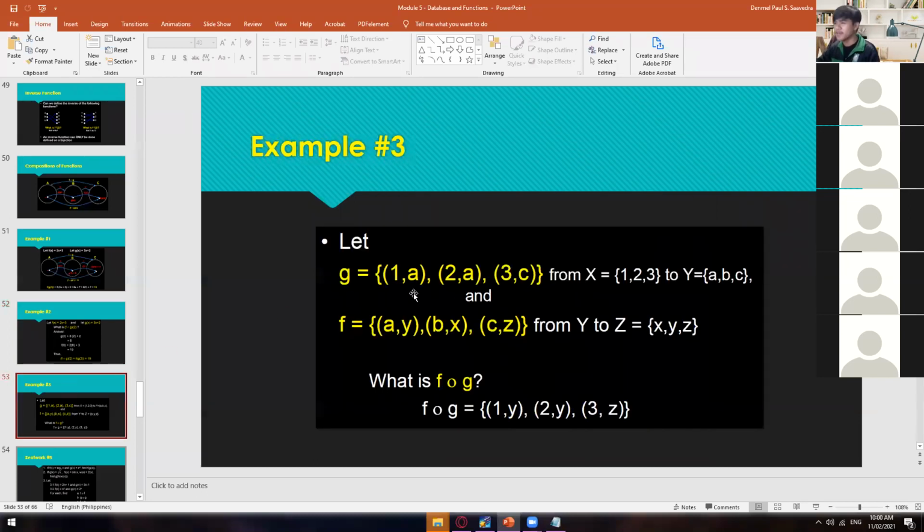Anyway, we have this next example. Example number 3. So we have this g function, 1a, 2a, 3c, from the coordinates 1, 2, 3, and then a, b, c. And then we have another function, which is a-y, b-x, c-z, from x, y, z. So what is f of g? Actually, the answer here is 1y, 2y, and then 3z.